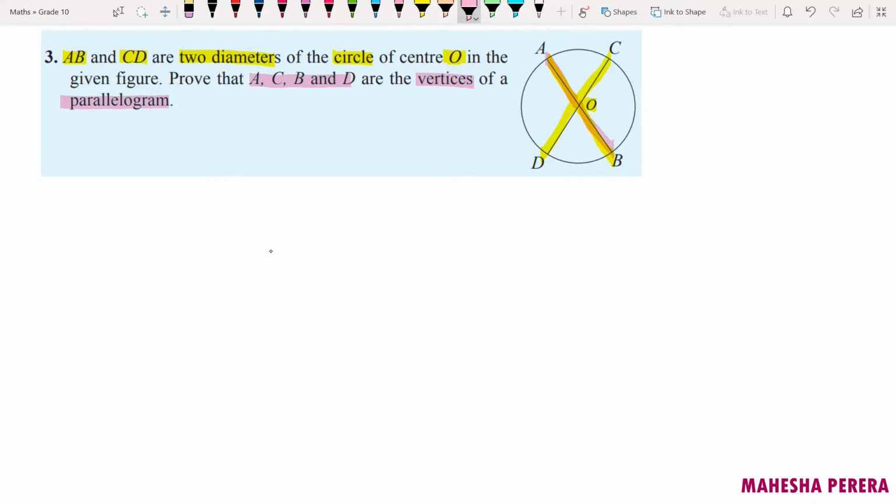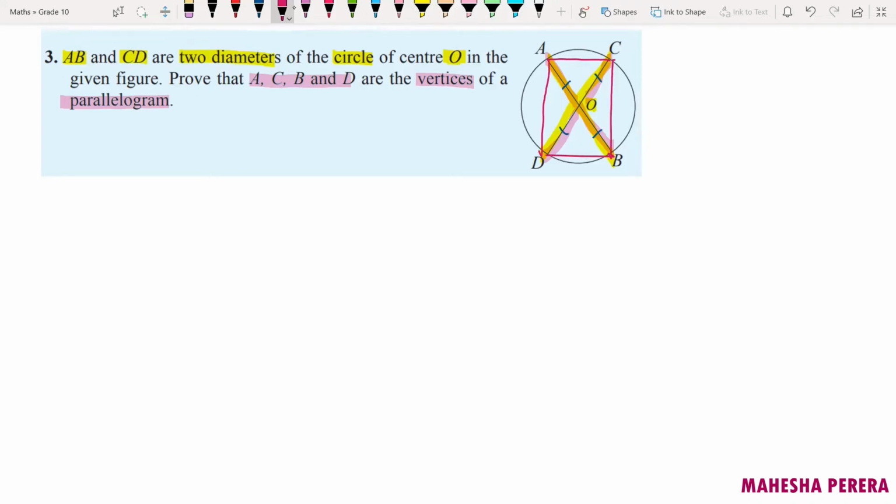Now, did you notice this AO and OB are what? They are radii of the circle, right? Similarly, this BO and OC are also two radii of this circle. Right, that means definitely these sides are equal. Now let's connect this AC, DB and this AD and CB. Now you get a quadrilateral, right? It seems like a rectangle. And you need to prove that this quadrilateral is a parallelogram.